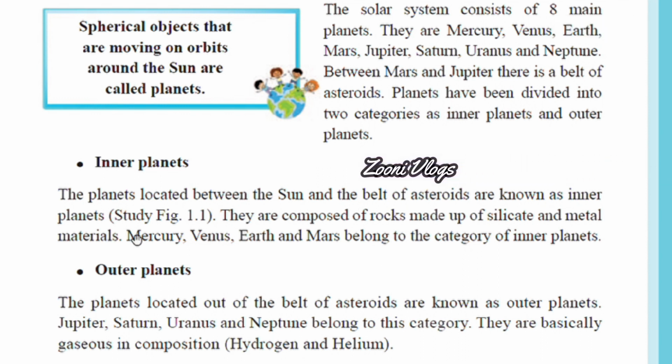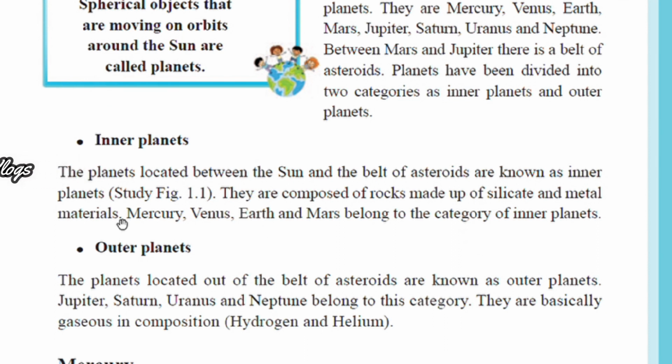Mercury, Venus, Earth and Mars belong to the category of inner planets. You have to underline these. How many planets are there? There are 4 planets: Mercury, Venus, Earth and Mars.